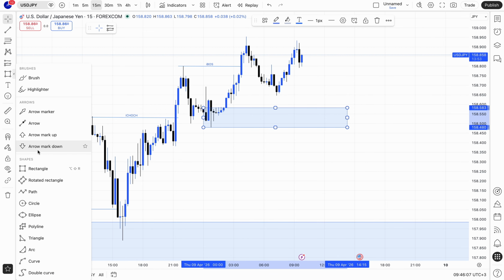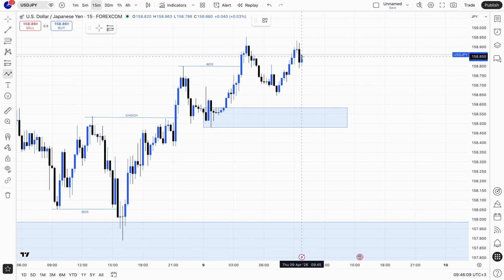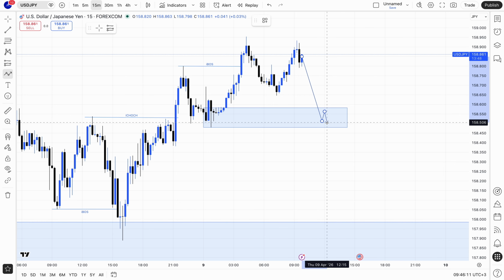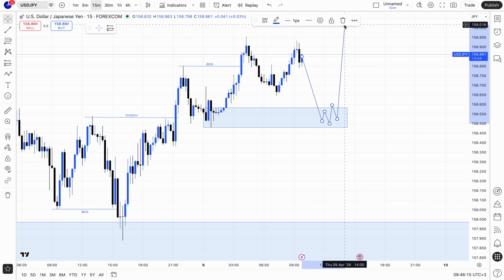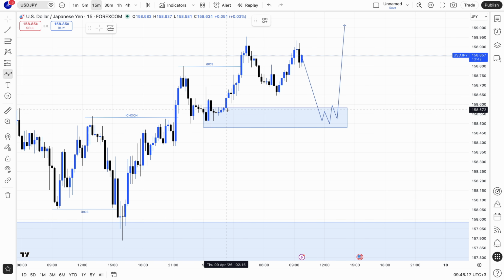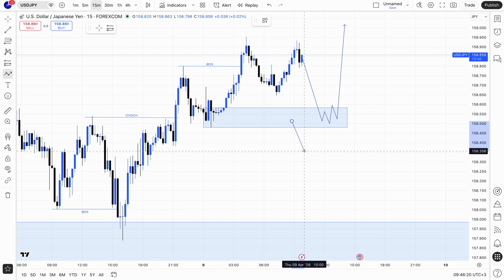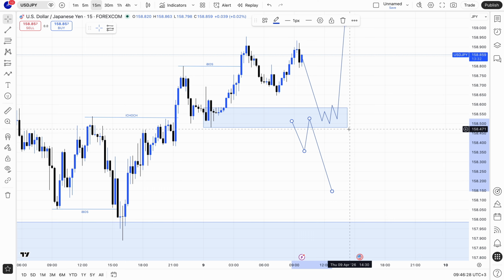Our plan is very simple. You have to wait for the price to come back here. Then you look for buy confirmation. Then you continue to the upside. And the second scenario will be if the price disrespects this order block, you're going to wait for the break, then a retest, then a continuation to the downside.